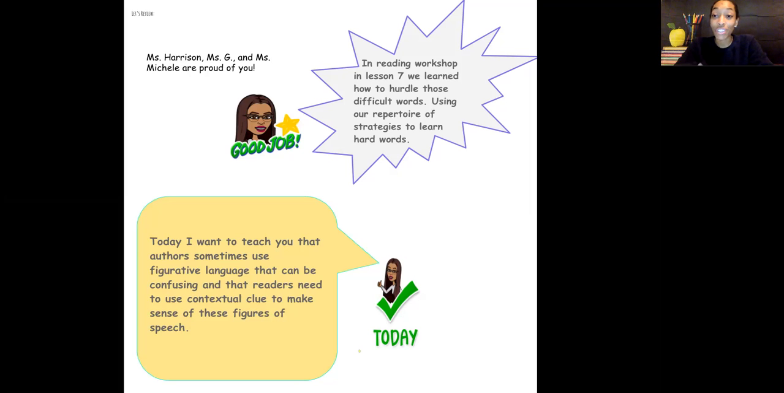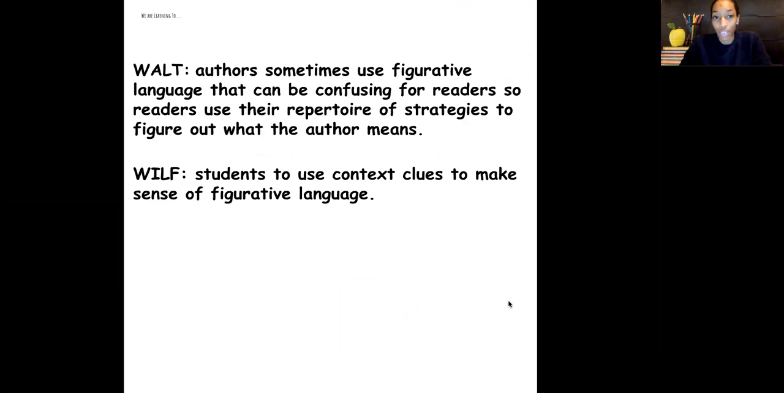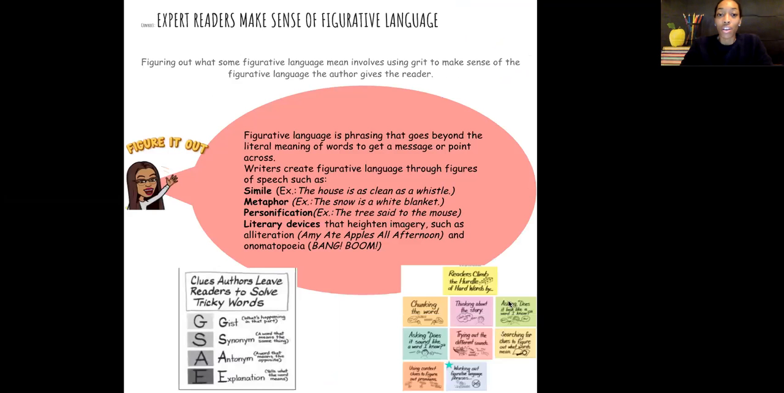Today, we're going to teach you that authors sometimes use figurative language that can be confusing and that readers need to use those contextual clues to make sense of these figures of speech. So, what is figurative language, right? Figurative language is phrasing that goes beyond just the literal meaning of words to get a message or a point across. Writers create figurative language through figures of speech, such as a simile.